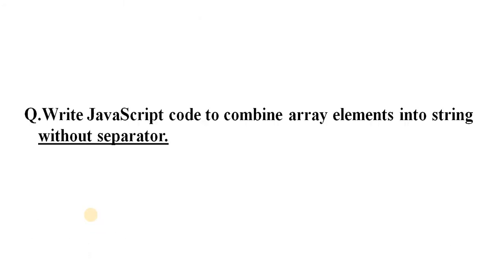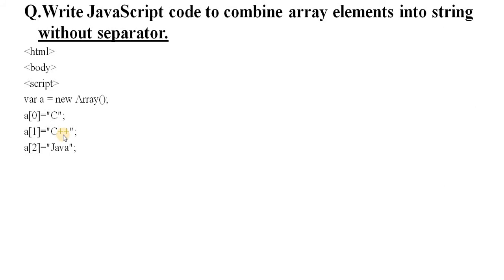Let us see an example of the join method without a separator, which combines the array elements into a string. Here I am taking the HTML tag, body tag and script tag. In the script tag, I am taking one array, a = new Array, and assigning the 0th position the value C, the first position C++, the second index Java, and the third index VB.